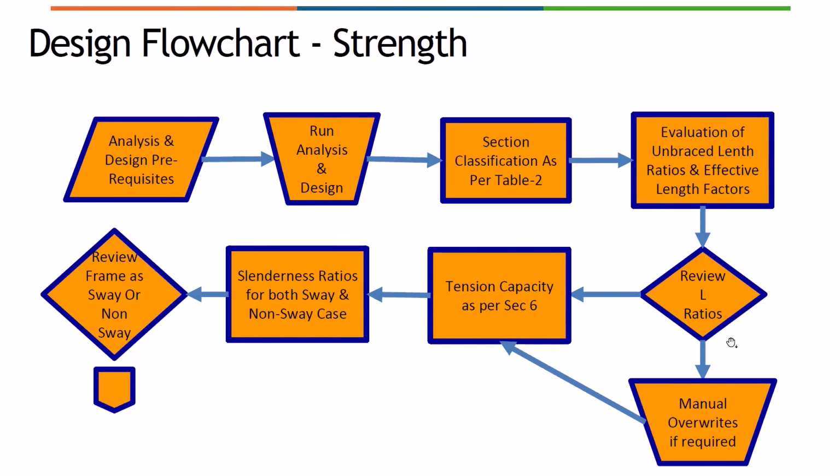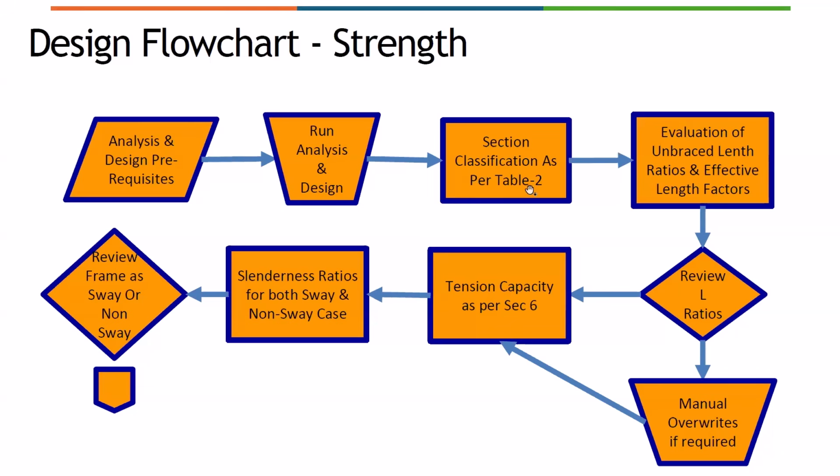This is a flow chart for the strength design as per IS 800, and these same steps are integrated within the software. The first step, I'll just briefly explain all of them. The first step is the design prerequisites like the model geometry, loads, materials, sections, etc. Then we run the analysis and design once the first step is completed. Now we get into the main design workflow.